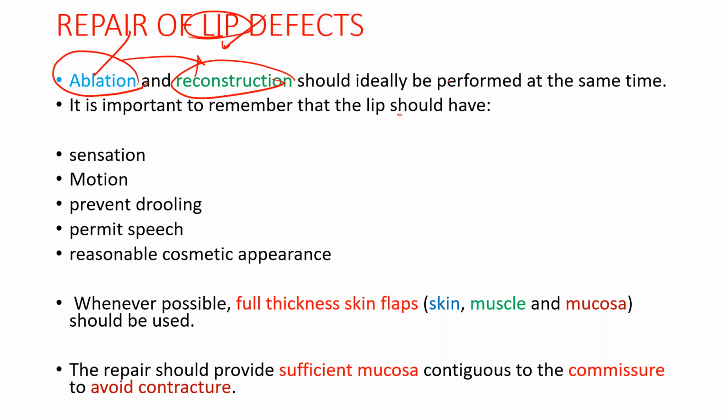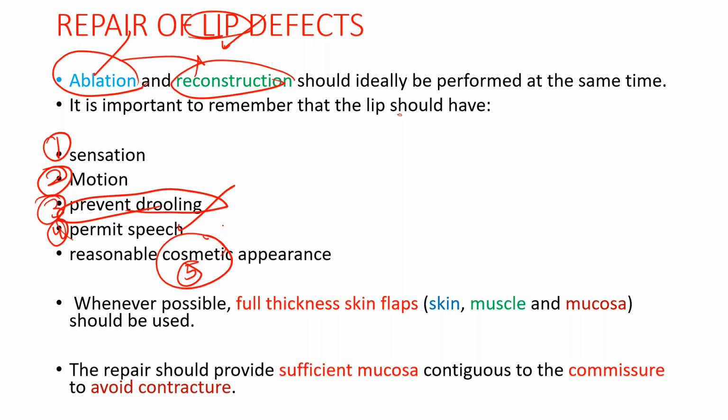It is done at the same time. The lip should have good sensation. The lip should have good motion. The lip should prevent drooling. The lip should permit speech. And with this, the cosmetic appearance. How many things are there for lips? Lips are very important. In this way, you will understand the importance of lips.